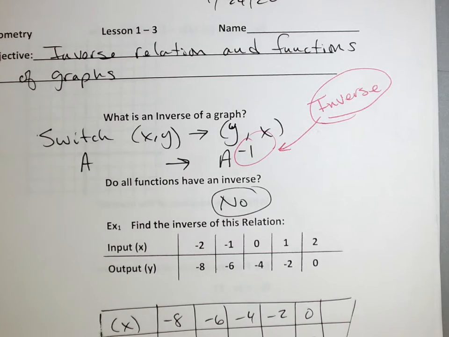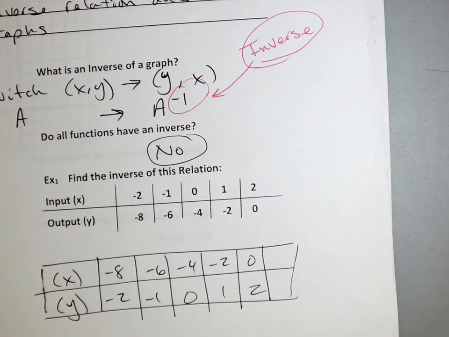Okay? How's that? Can we just cross out input x, output y, and just say x and y? Yeah, that's fine with me.